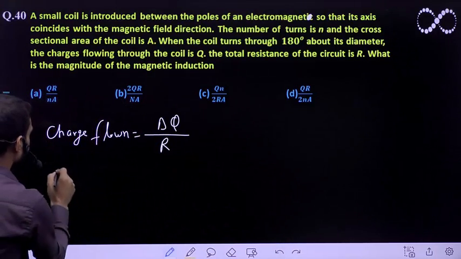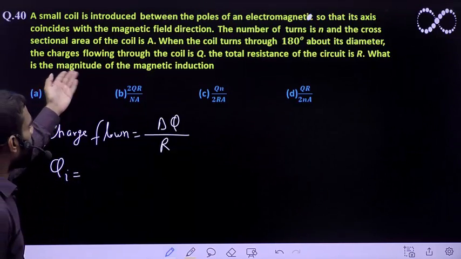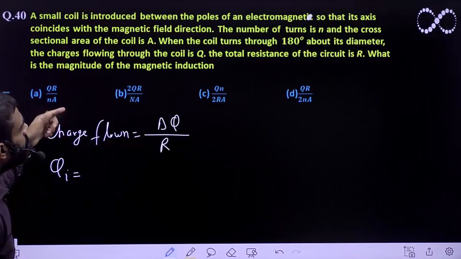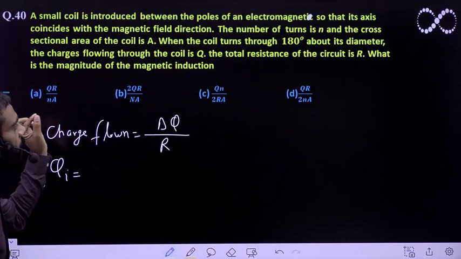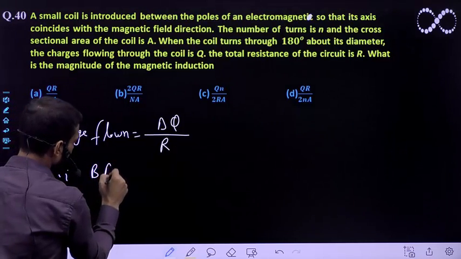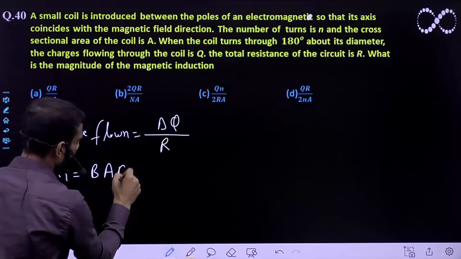So initial flux: assuming the magnitude of magnetic induction is B, the flux through one circle, or you can say the flux through one turn, will be B into A. And there are N turns here, so the total flux will become BA into N.